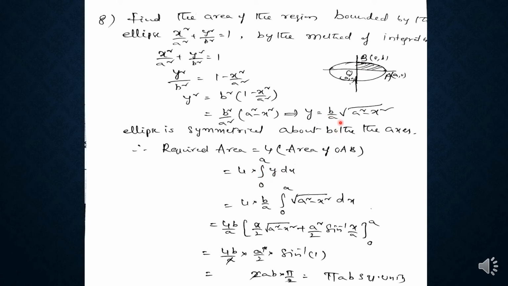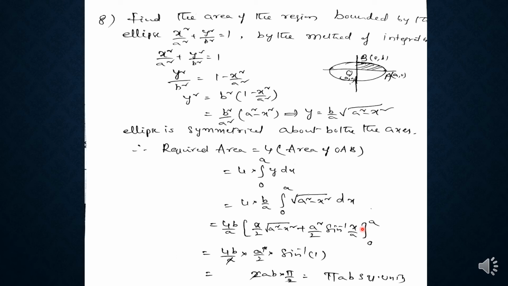So we have written what the value of y is here. Y is equal to b by a, integral 0 to a root of a square minus x square dx. Because b by a is a constant, that's why we kept it out of the integral. Now this becomes 4b by a into, by using the standard integral formula, x by 2 into root of a square minus x square plus a square by 2 sine inverse x by a.